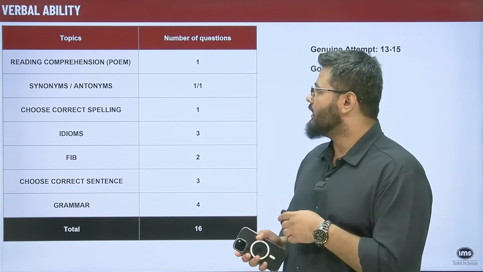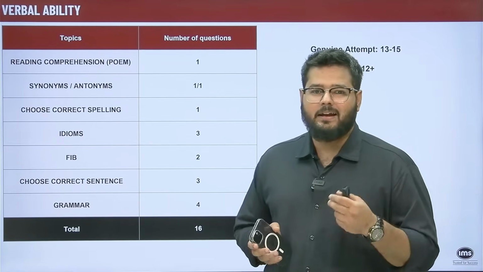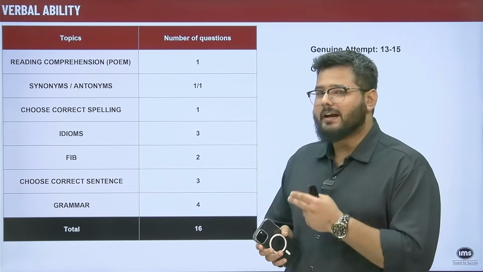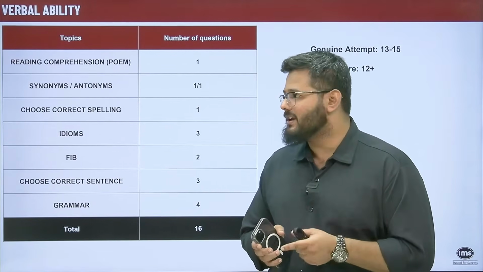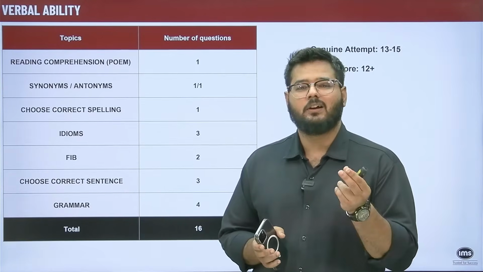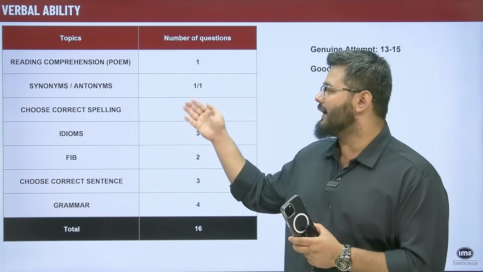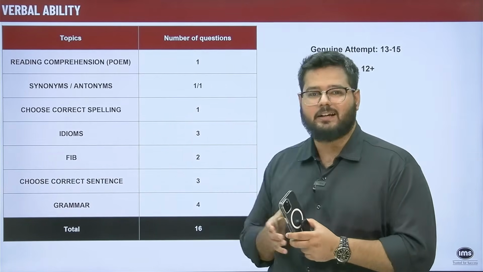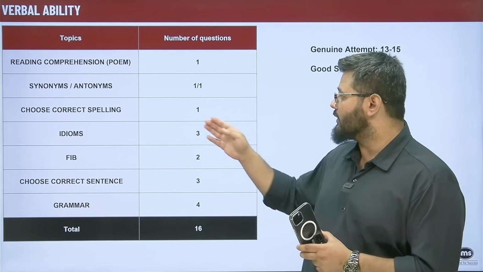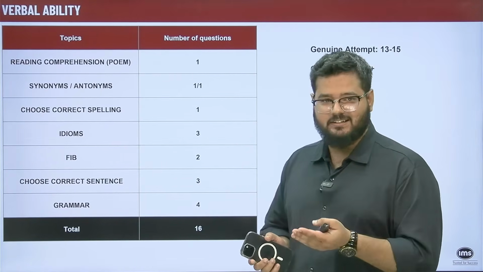Now coming to your verbal ability section. If you look at the breakup, there was one question on RC which was poem based. Synonyms, antonyms, there was one question each from these areas. Now a little different type of question they had asked. Instead of asking spot the error, they tested questions like choose correct spelling and choose correct sentence. So that was a little different this year. There were four questions: one on check correct spelling, and three on choose correct sentence.